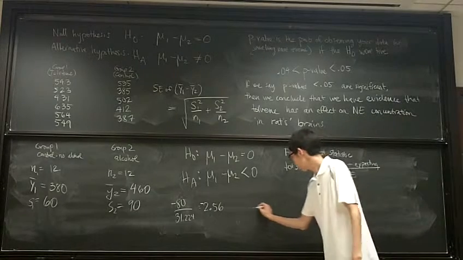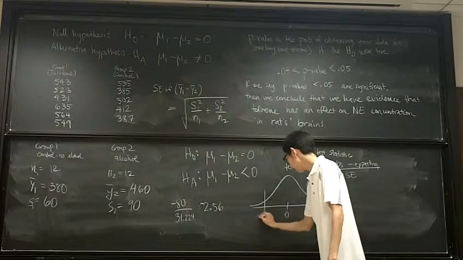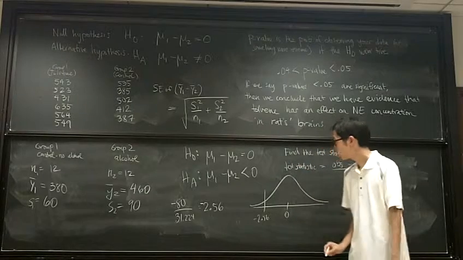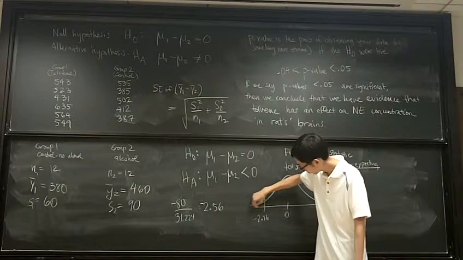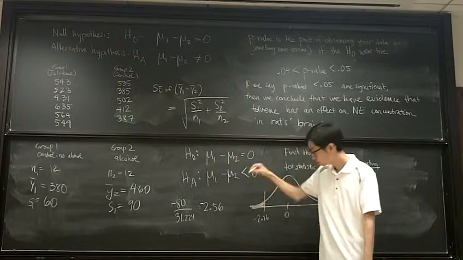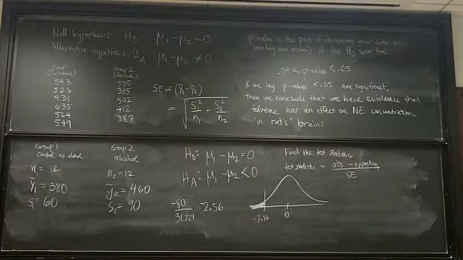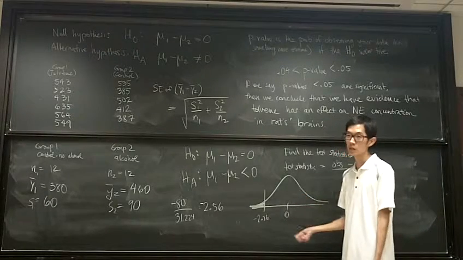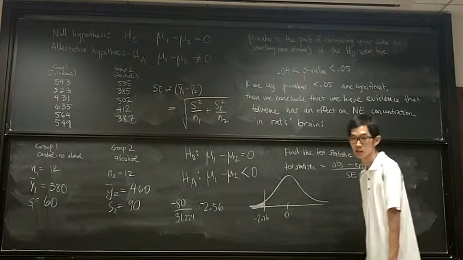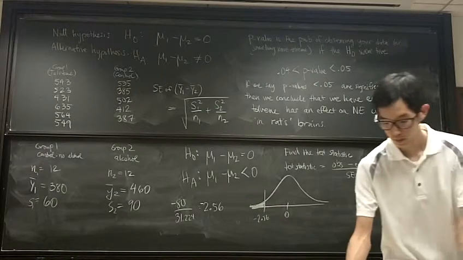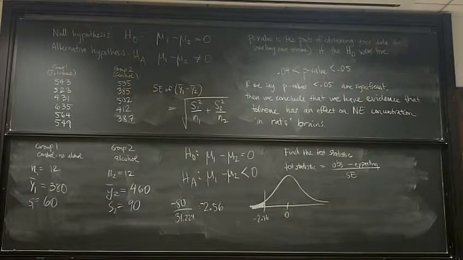This is what our picture looks like, centered at 0, negative 2.56. Because our alternative says less than 0, to be more extreme means to be more negative than negative 2.56. When we ask what's the p-value, we're asking what's the probability that we would get a difference more negative than 2.56 standard errors away from what we expect. So we go to our t-table. How many degrees of freedom do we have in this situation?